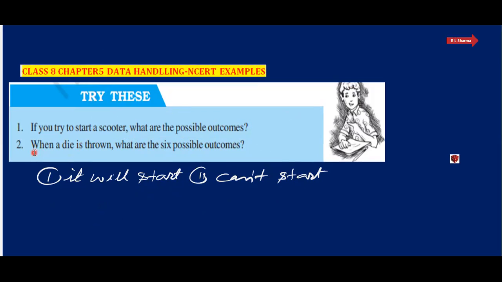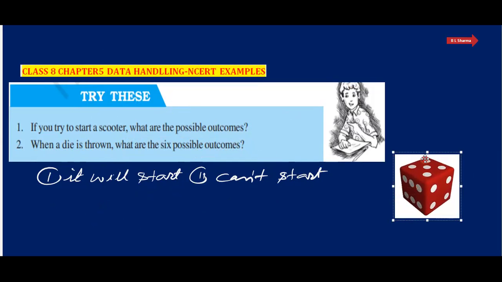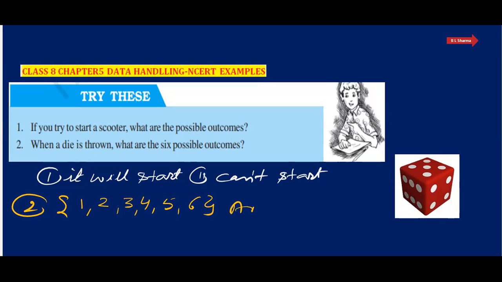The second question is, when a die is thrown, what are the 6 possible outcomes? See here, ये die है, and when we throw this die, there are 6 possible outcomes. First, it can be 1. For the second question, it can be 1, it can be 2, it can be 3, it can be 4, it can be 5, or it can be 6. So this is the answer of the second part, and this is the answer of the first part.